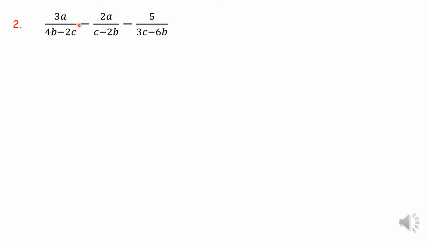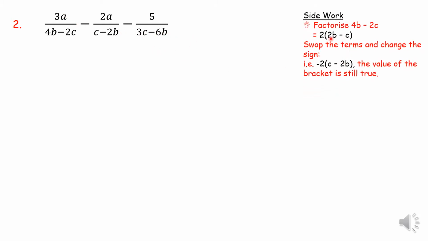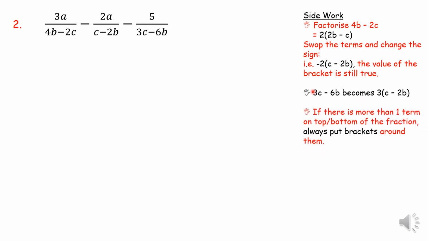The second one, you have got 3 fractions here. Again, I do my side work, I factorize, and then again I swap, because I have c minus 2b here, and in here I'm going to get a c minus 2b as well. So this bracket here, 4b minus 2c, is going to eventually become negative 2 times c minus 2b, and 3c minus 6b becomes 3 times c minus 2b. So you can see the c minus 2b will be common. Then I put brackets as I've indicated, so the negative is here now.